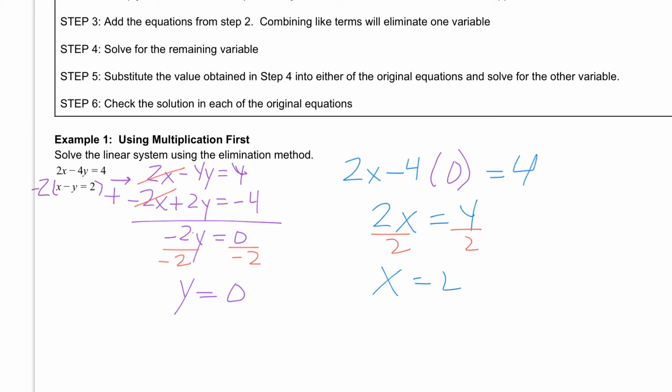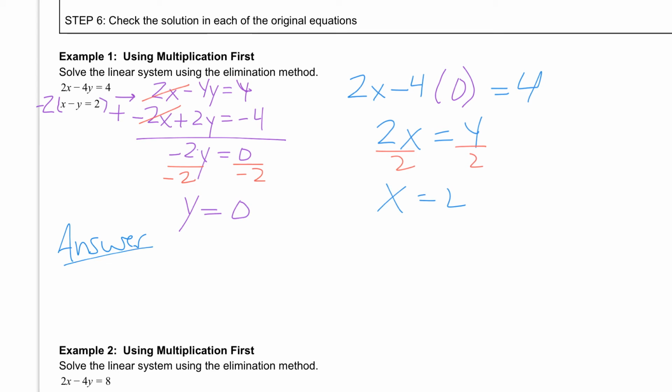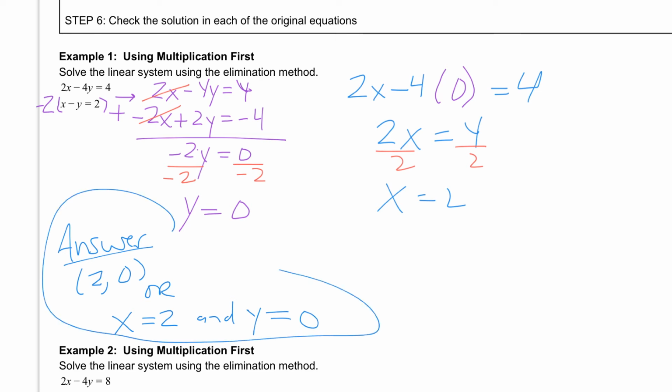So the answer that I have is I can write it as an ordered pair, which means my x would have to go first, so 2, 0. Or I could write it as x equals 2 and y equals 0. Either one will work. Now, make sure you check your answers. So you can do the check step right on your calculator, or you can write it down. It's up to you. To do the check step, I'm going to take my answer, which is x is 2 and y is 0, and I'm going to plug it into both of these equations, starting with the first one.